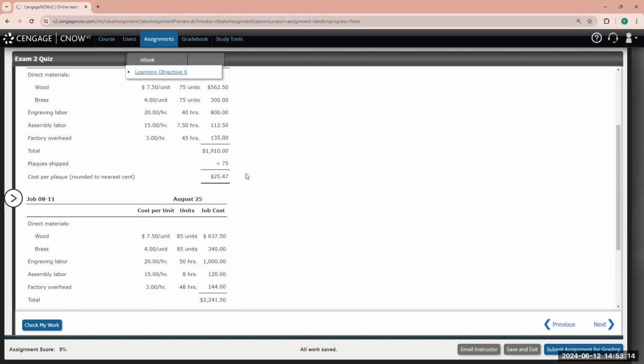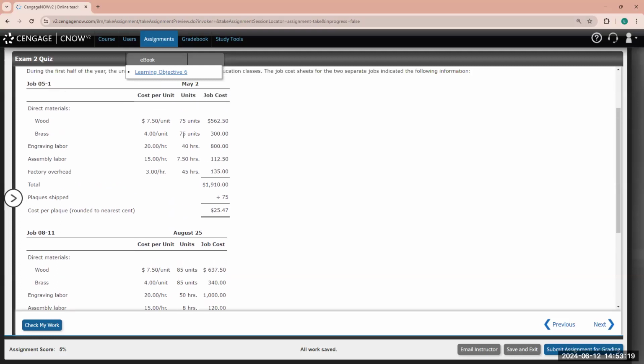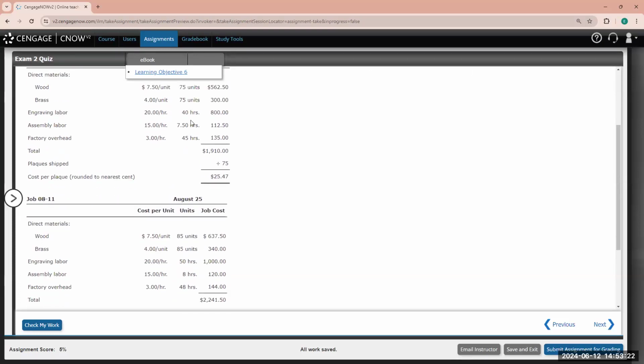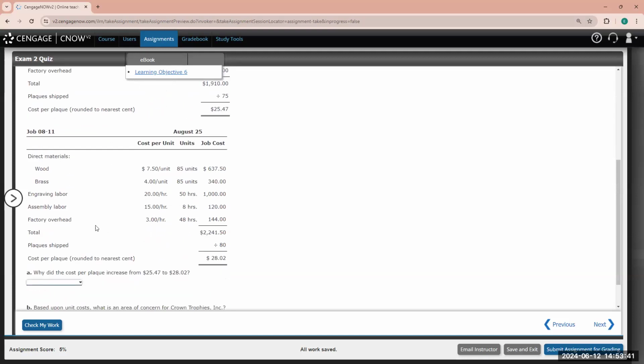As we consider this information and we see everything that's taken place, one thing we can see is that for the first job, we manufactured 75 units, and for the second job, we manufactured 85 units. So that obviously can have an impact. And in addition, we see that the engraving obviously took more time. And again, this is ultimately because there are more plaques that need to be created. So therefore, why did our cost per plaque increase from $25.47 to $28.02?